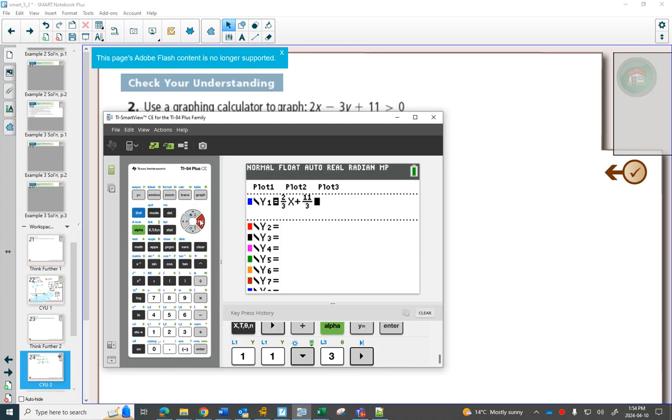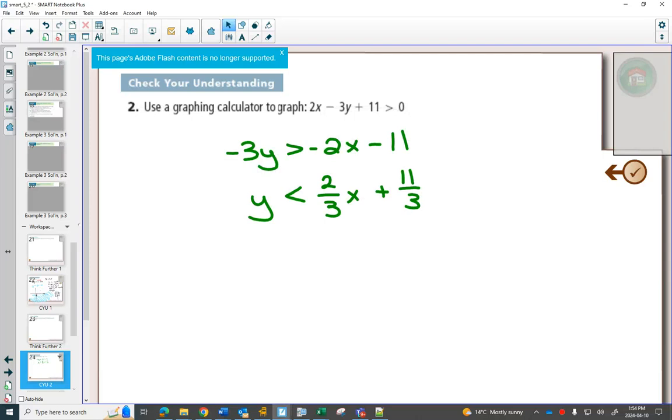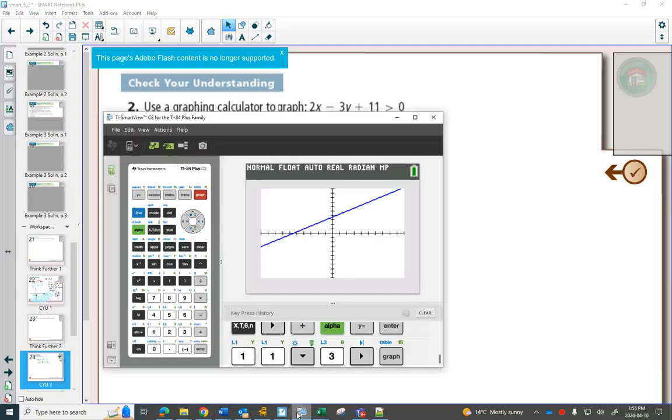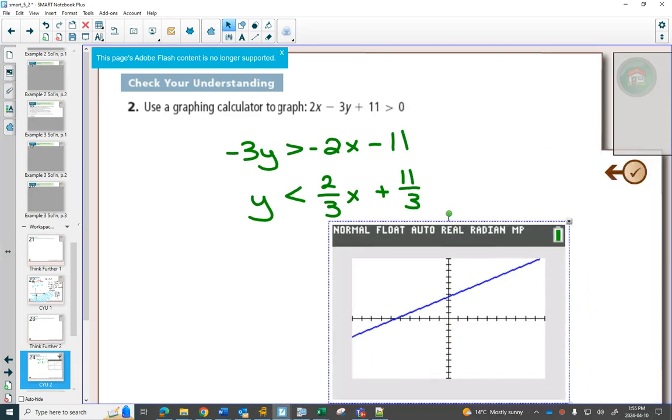Now, when you hit graph right now, what it does is it graphs just the line. What are we wanting to do? We're wanting to graph when it's less than. So you get an idea of the line, right? If you have this option, just drag your calculator picture to your notes. It's really nice. We have this line, and where would we want to shade it? We'd want to shade it below, because its y is less than.